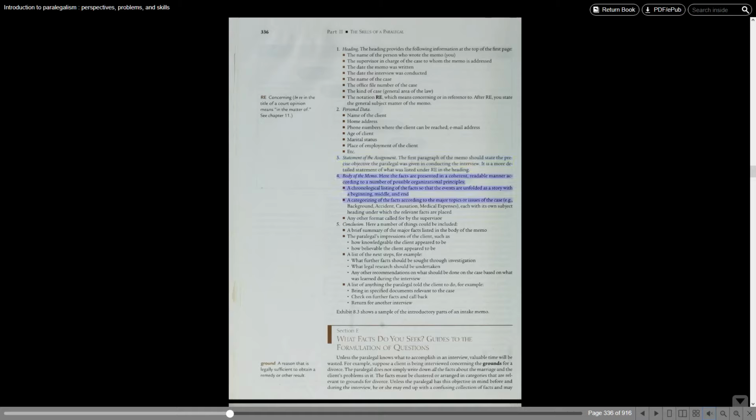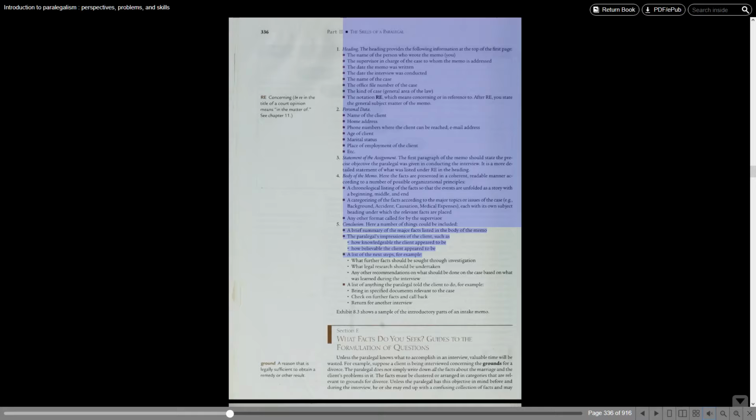Four, Body of the memo. Here the facts are presented in a coherent, readable manner according to a number of possible organizational principles. A chronological listing of the facts so that the events are unfolded as a story, with a beginning, middle, and end. A categorizing of the facts according to the major topics or issues of the case, e.g., background, accident, causation, medical expenses, each with its own subject heading under which the relevant facts are placed. Any other format called for by the supervisor.